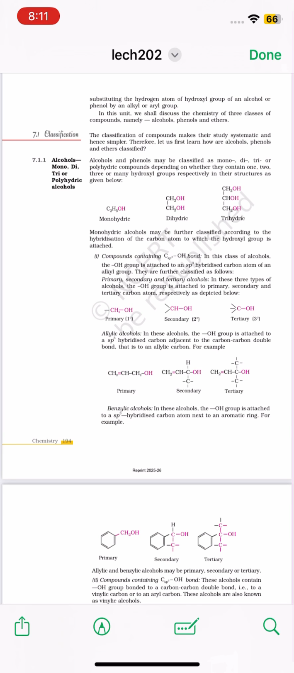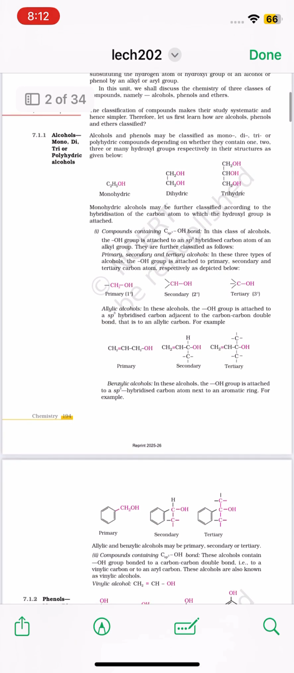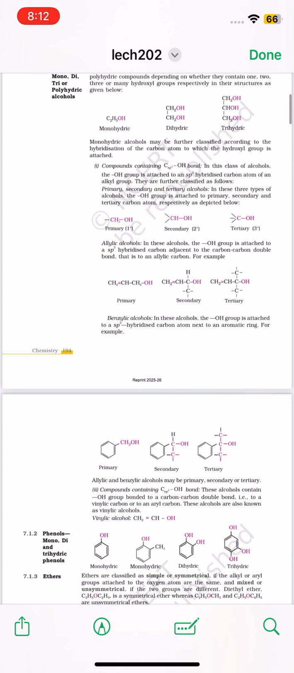Monohydric: C2H5OH; dihydric: CH2OH CH2OH; trihydric: CH2OH CHOH CH2OH. Monohydric alcohols may be further classified according to the hybridization of the carbon atom to which the hydroxyl group is attached. First, compounds containing the C sp3-OH bond. In this class of alcohols, the OH group is attached to an sp3 hybridized carbon atom of an alkyl group.